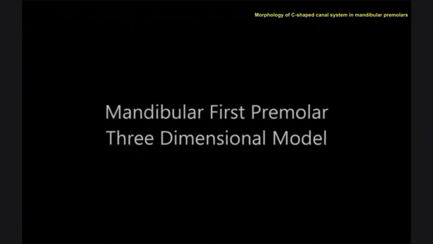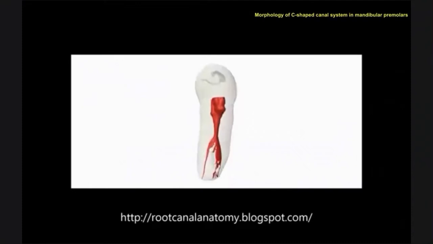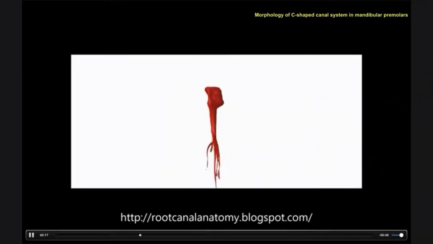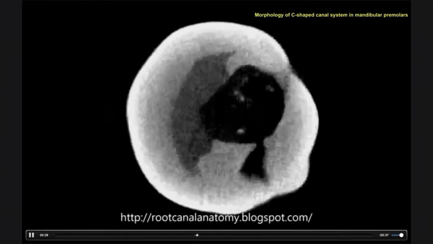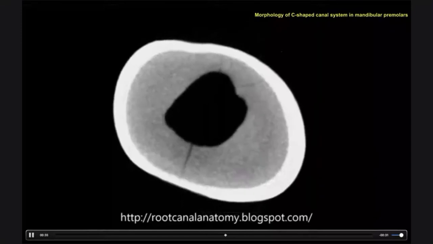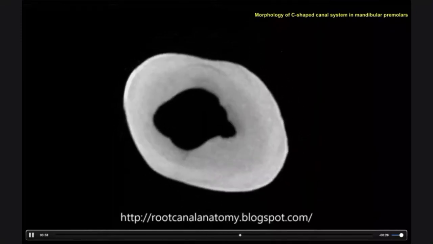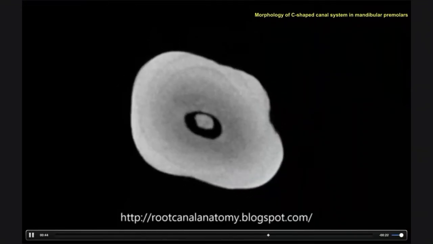And this is an animation of the C-shaped canal and the C-shaped root in mandibular premolar. We can find in the middle third of the root, it is C-shaped. And now the cross-sectional morphology: a single round or oval canal, and now it varies, it's changing. Oval canals, and you find it's like a C-shape.